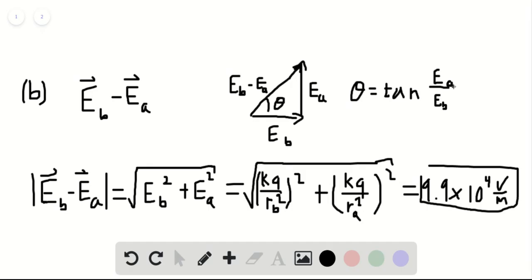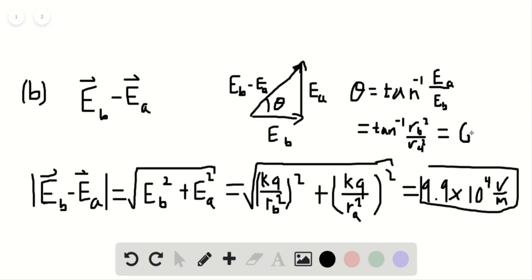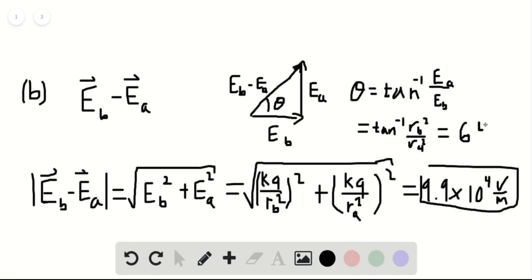Well, so this is tangent to the minus 1. Well, E sub A over E sub B, the K and the Q are going to cancel. So you're going to be left with this is equal to the inverse tangent of R sub A, or excuse me, R sub B squared divided by R sub A squared. Plugging those values into this expression, we find that this is equal to 64 degrees. We can box that in as our solution to the direction.